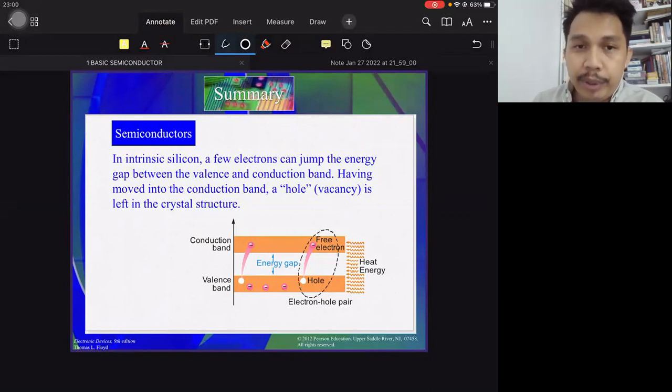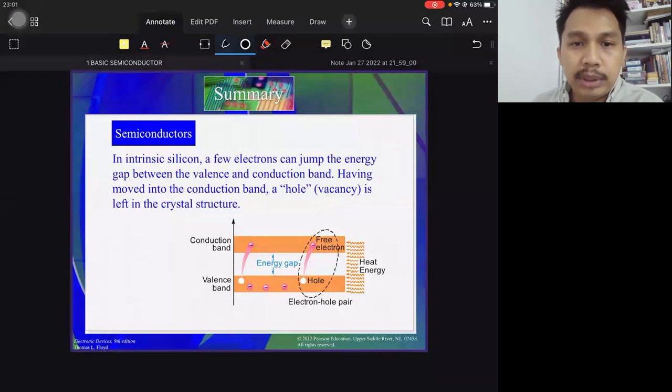An intrinsic or pure silicon crystal at room temperature has sufficient heat or thermal energy for some valence electrons to jump the gap from the valence band into the conduction band, thus becoming free electrons. Free electrons are also called conduction electrons. This is illustrated in the following figure.